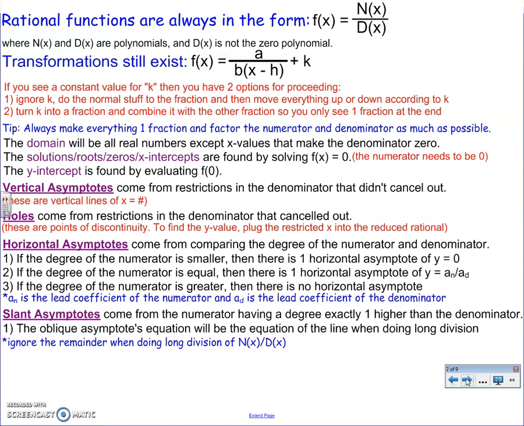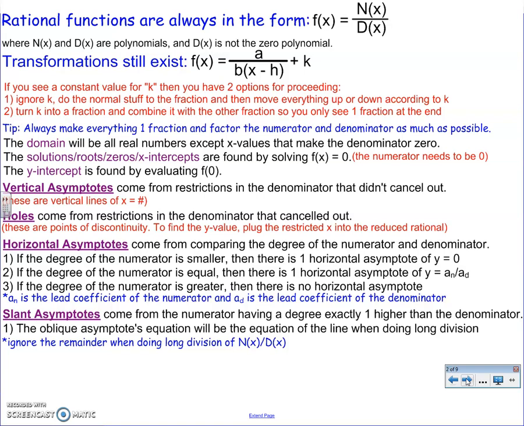Transformations still exist, so you have the a, b, h, k. A is the vertical stretch, vertical compress, vertical flip, meaning reflection over the x-axis. B is a horizontal stretch, horizontal compress, horizontal flip, meaning reflect over the y-axis. H is a left to right shift, it's opposite. And then K is the up and down shift, it's normal.